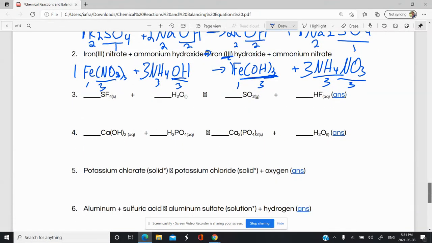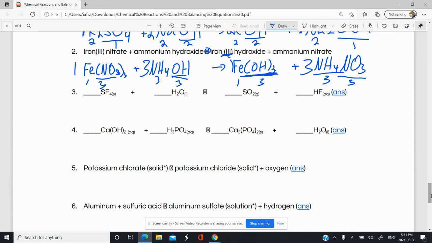So next, let's go and try question number 3. SF4 plus H2O produce SO2 and HF. So here we already have an equation written out with all the states for us. Great. We just need to figure out how to balance this. And so it looks like we need to balance our O's and our F's, and also the H's.